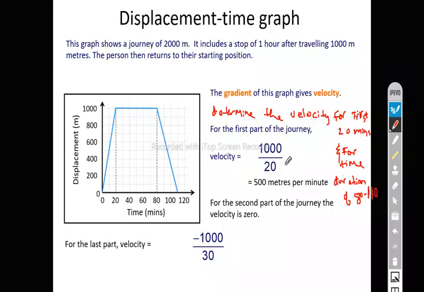I'll record for us. For the first part of the journey, from 0 to 20, what distance did he cover? 1000 meters. All right, so find the gradient, big triangle. Carry him down, carry him across. Your y2 value is going to be what? So for this one, it's y2 minus y1 over x2 minus x1.